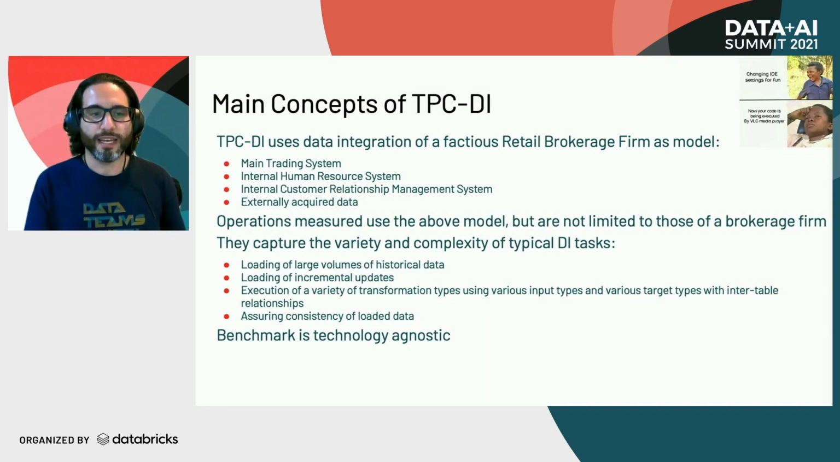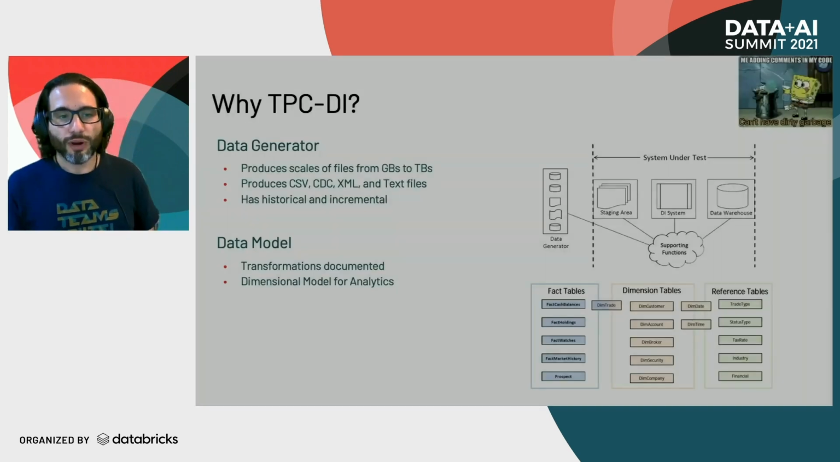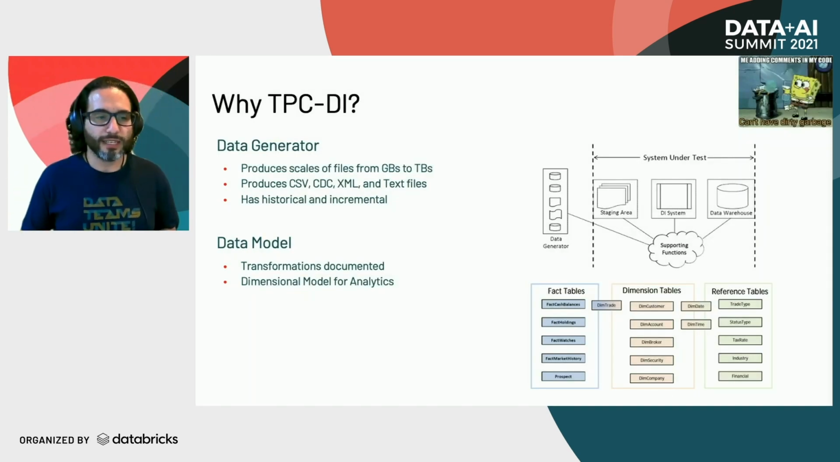What is TPC-DI? Essentially, it's a data set produced from a fictitious retail brokerage firm. It includes data from a trading system, HR system, CRM system, and even external data. And then we use this data to do historical loads and incremental loads, so we can test batch and streaming, and it even has different types of inputs and target types with intertable dependencies. The important thing to understand here is that it's technology agnostic to run this benchmark, so it's perfect for this use case.